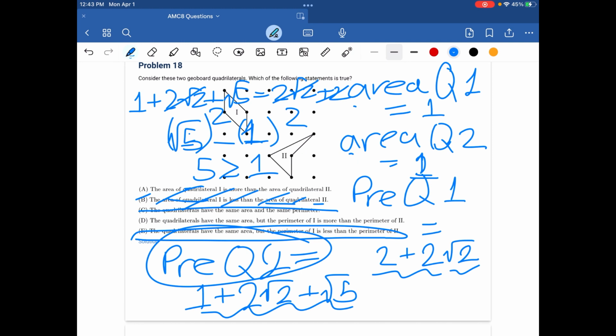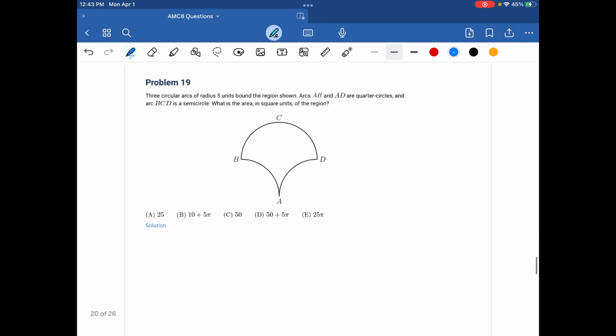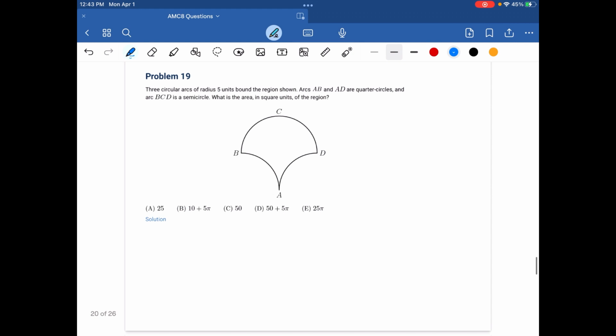Now let's move on to the next question, problem 19. 3 circular arcs of radius 5 units bound the region shown. Arcs AB and AD are quarter circles, and arc BCD is a semicircle. What is the area in square units of the region? So this might seem pretty complex because you might know how to find this area over here, but what about this sliver? But this is actually a trick question.